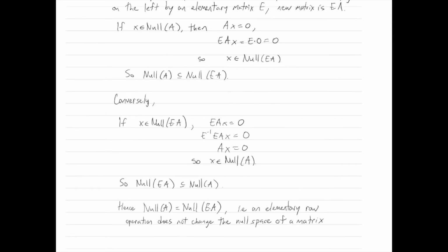So we get this inclusion here, and then combining this inclusion and this inclusion, we get that the null space of A is equal to the null space of E times A. And in words, that's saying an elementary row operation does not change the null space of a matrix. If we start with the matrix A, do an elementary row operation to get a new matrix EA, those two matrices have the same null space.